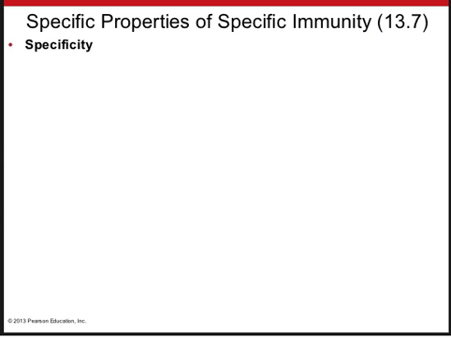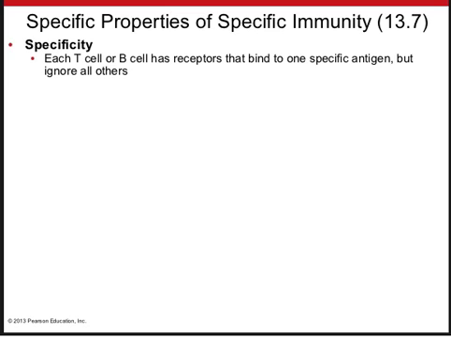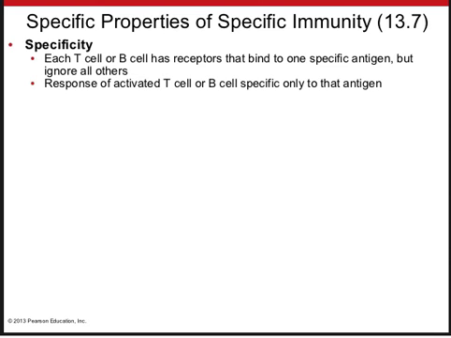So the properties of specific immunity include the ability to recognize a particular antigen. We call this specificity. Each T or B cell has receptors that bind to one specific antigen but ignore the others. The response of activated T or B cells to a specific antigen is a characteristic that is endemic to one particular T or B cell clone.